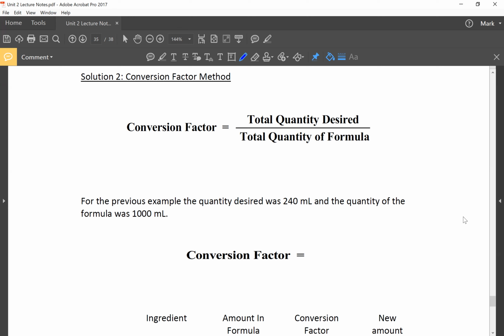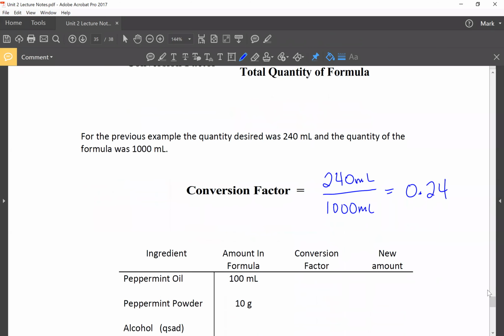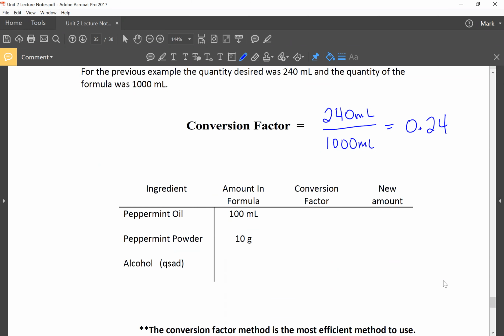So in the previous example, I wanted 240 milliliters, but the quantity of the recipe, the formula, was 1,000 milliliters. So my conversion factor is 0.24. I only need 24% or 0.24 of this entire recipe. So now all you do is multiply each of these by your conversion factor and you're done. That's it.